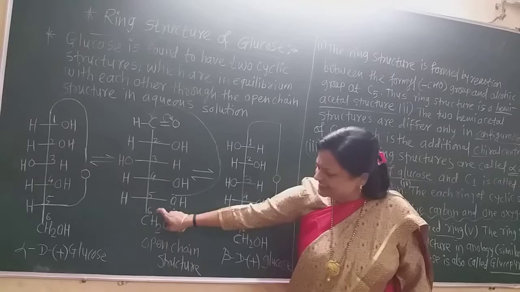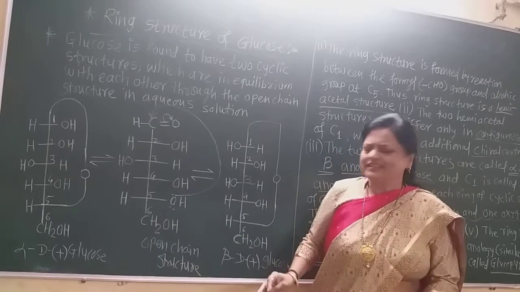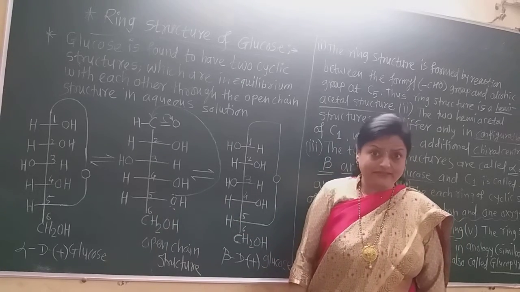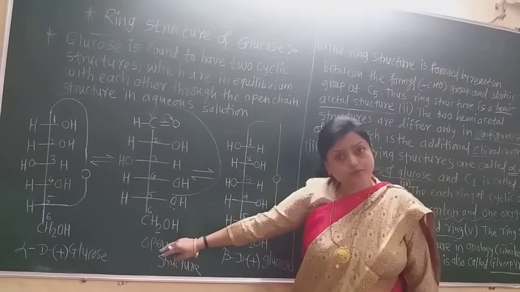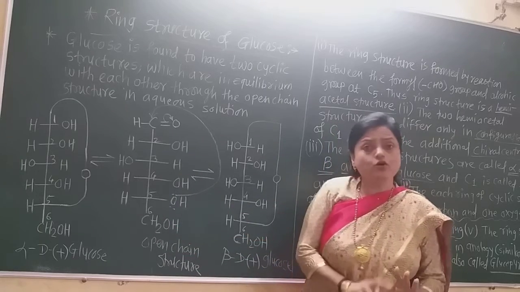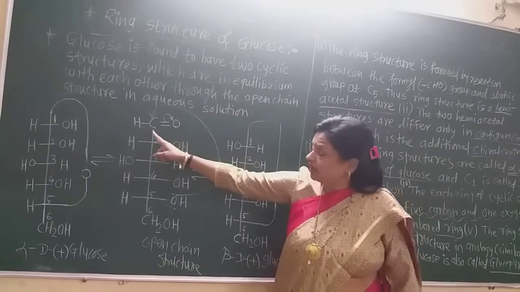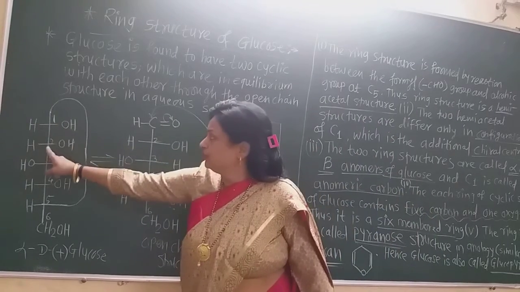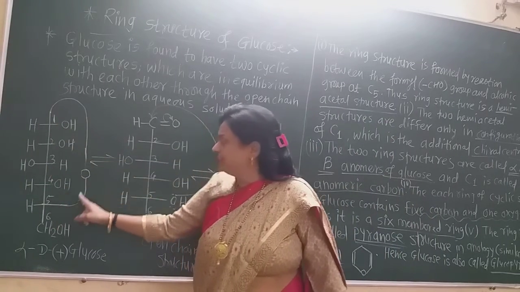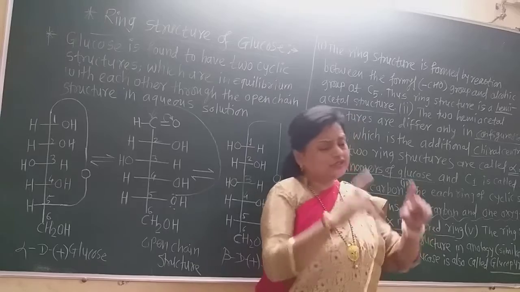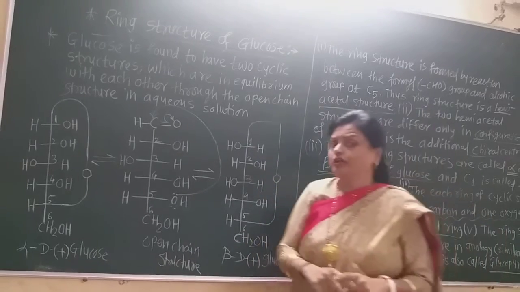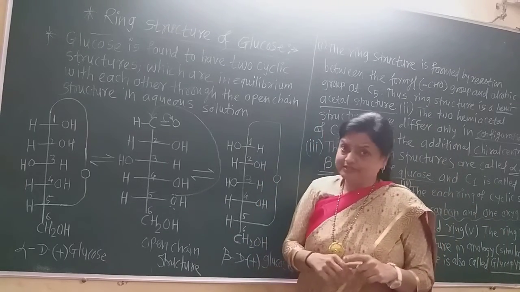And see, this 6th carbon remains as it is. It is not in the ring. Remember that. This is out of the ring. Now, 6-membered: how 6-membered? This 1, 2, 3, 4, 5 and this oxygen. I will show you the 6-membered ring also in glucose after some time.